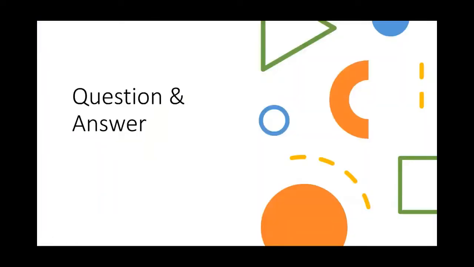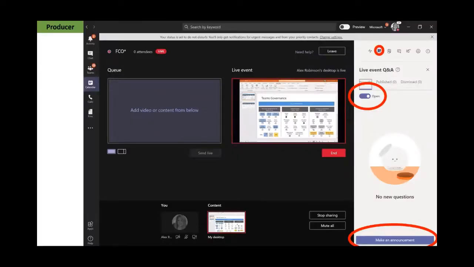So next, we're going to take a deeper look into the question and answer option in live events. I'm coming to the right-hand side in the producer view and selecting the box that has a comment box with a question mark in. What you'll see here when you first set up is it'll say new, there are no questions. You'll get a publish option and a dismiss question option.